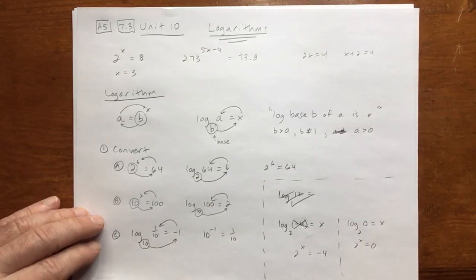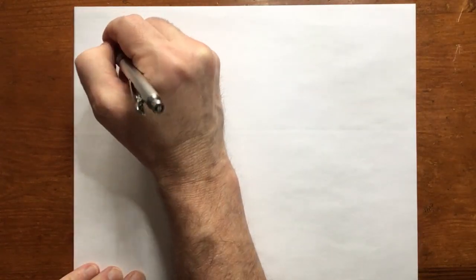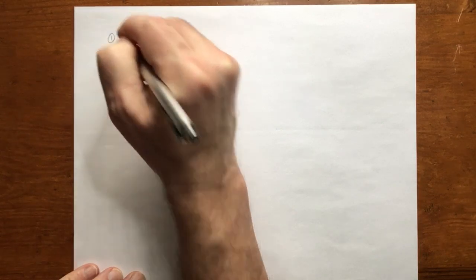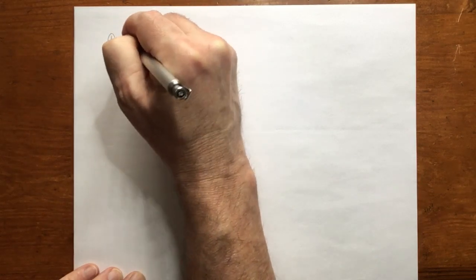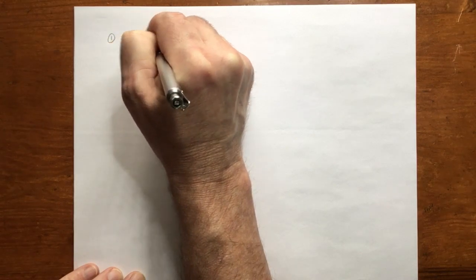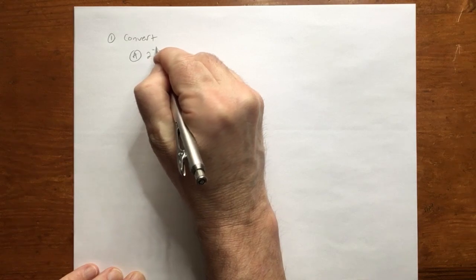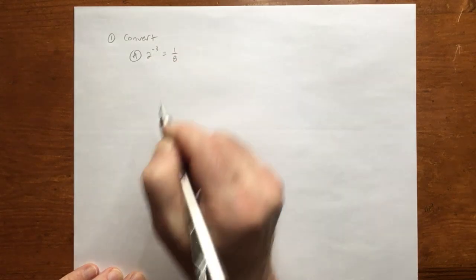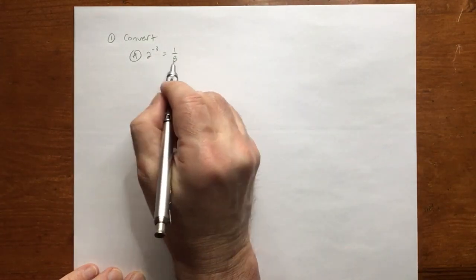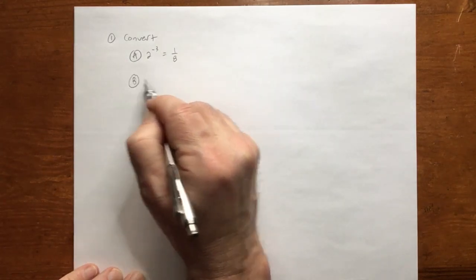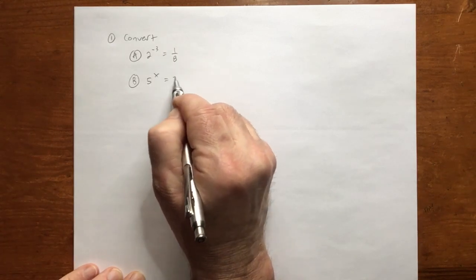So what I want you to do is try these problems. I forgot to write them down ahead of time, so I'll write them down right now. So this is problem 1 for your homework. Let's convert. Let's convert 2 to the negative third equals 1/8. You're going to convert that to a logarithm. Let's convert 5 to the x equals 3.